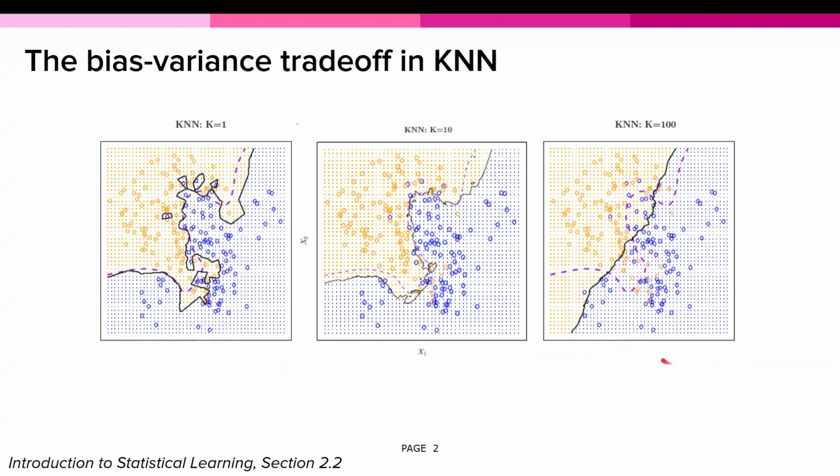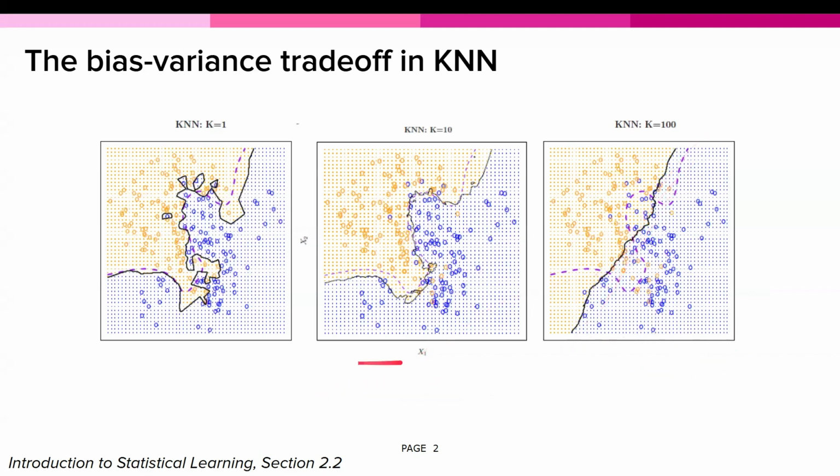On the other end of the spectrum, if we aggregated over many neighbors, set k to 100, this would cause essential features of the underlying distribution to be ignored. We called this bias because it underestimated the complexity of the true underlying function. These models would also make errors on the test data, but they would tend to agree with each other. And so the decision boundary would be very similar from training set to training set.